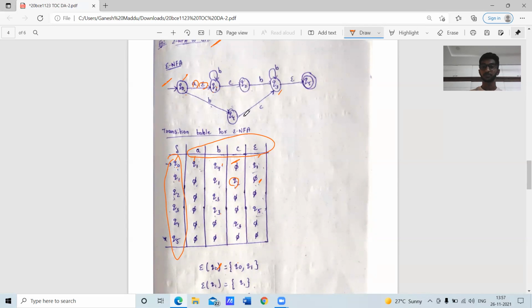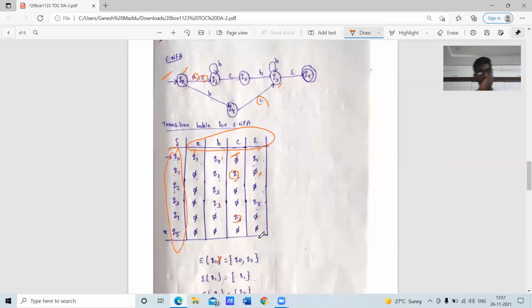Next for Q4. From Q4, we do not have A, B, or epsilon transitions. We have just C, from where we move to Q3. So include Q3 and the remaining are all null sets. For Q5, there are no transitions, so all are null sets.